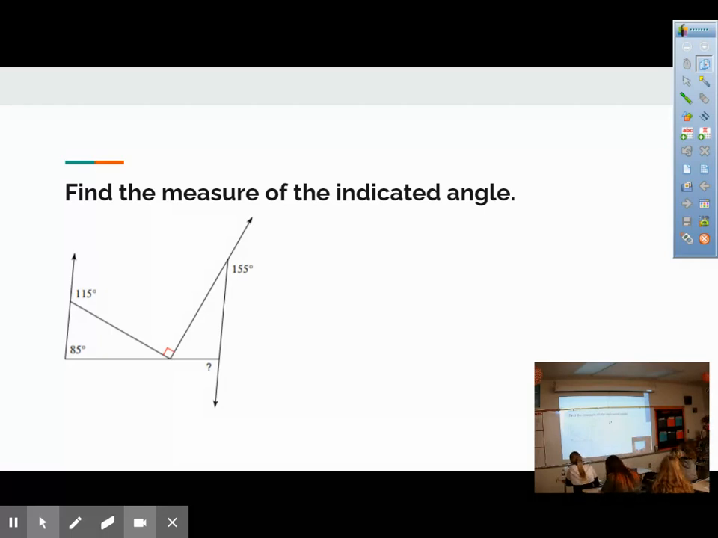Okay, what do you know about these two angles? What do they have to do? What do they make? They make 180. So to find this top angle, you'd have to do 180 minus 115, and that would give you this top angle inside the triangle.